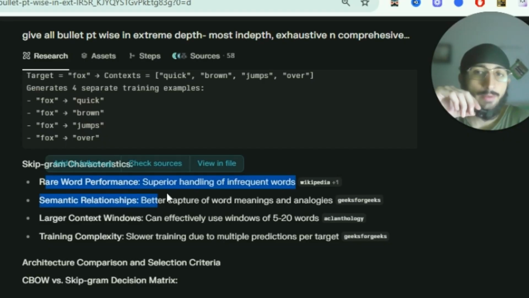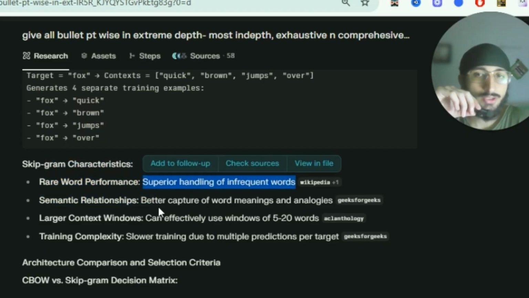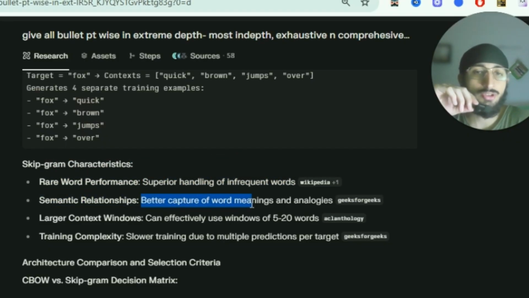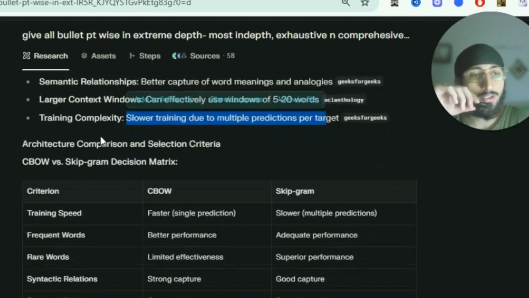Now its characteristics, rare word performance, so it's superior handling of infrequent words, semantic relationships, better captures the word meanings and analogies. It can have larger context windows, can effectively use windows of 5 to 20 words, and slower training due to multiple predictions per target.